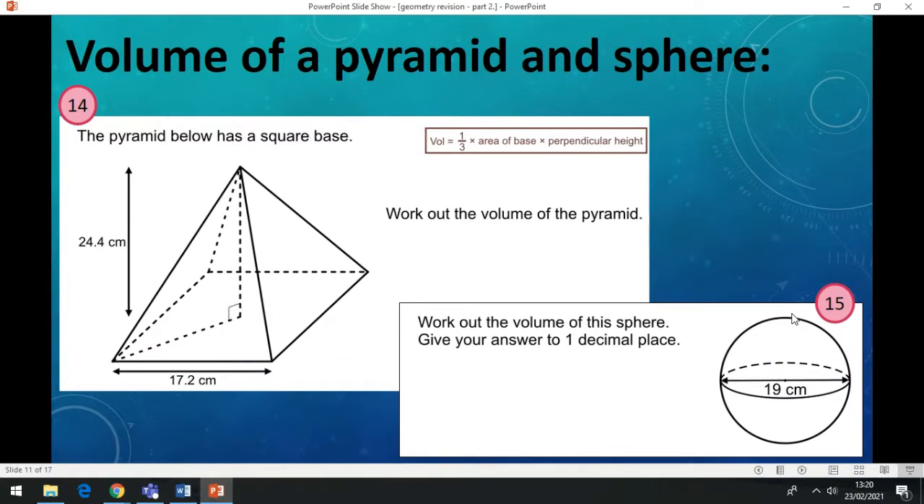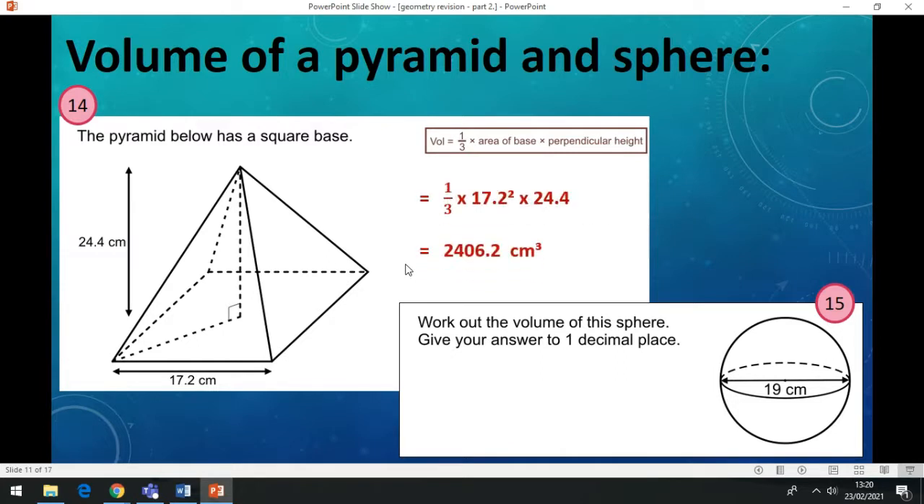Right, volume of a pyramid and a sphere. So usually these are taken from exam questions here. So usually they will give you the volume of a pyramid, which is 1/3 times the area of the base times the perpendicular height. Now this one says it has a square base. Work out the volume of the pyramid.